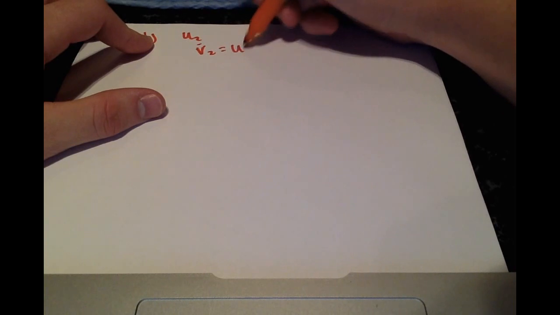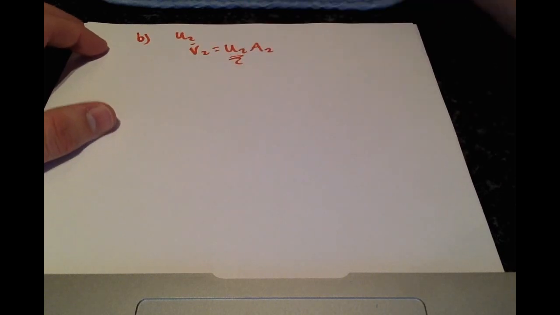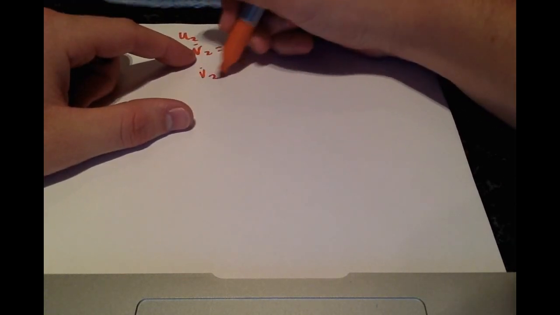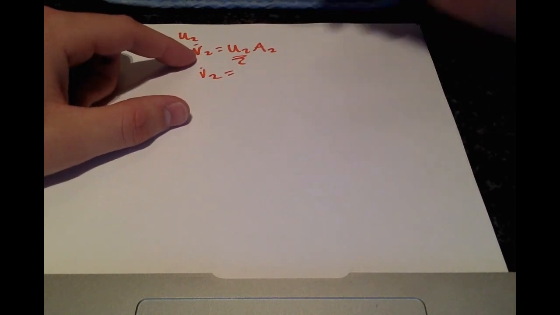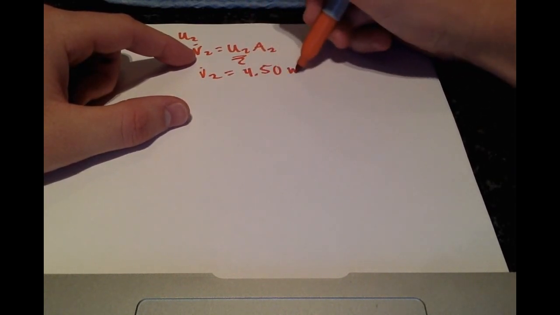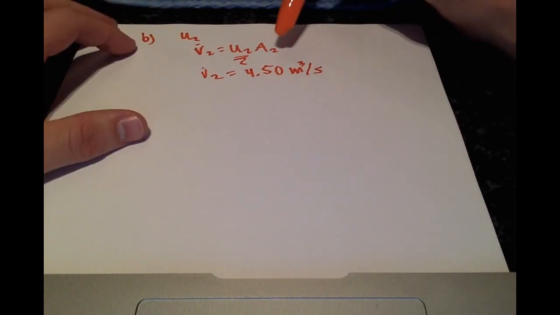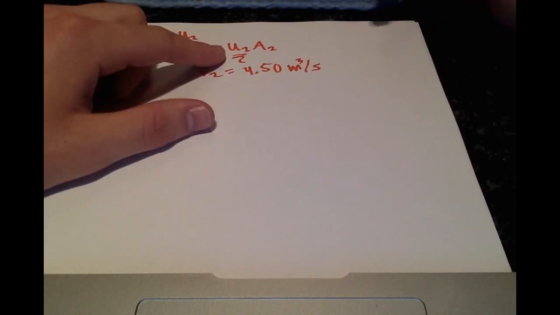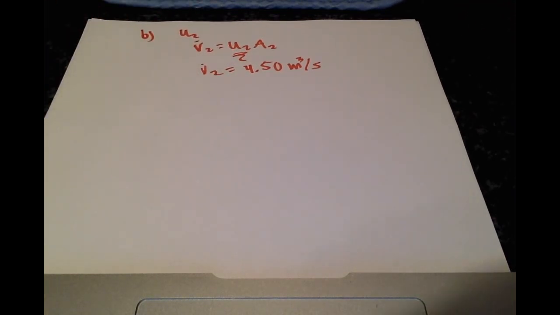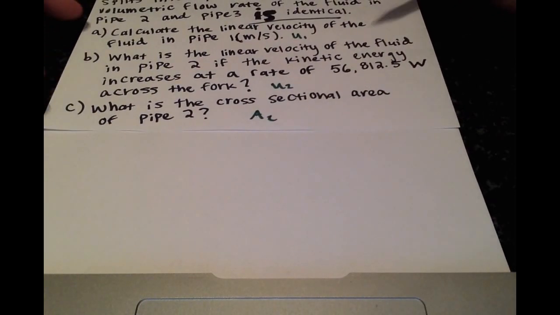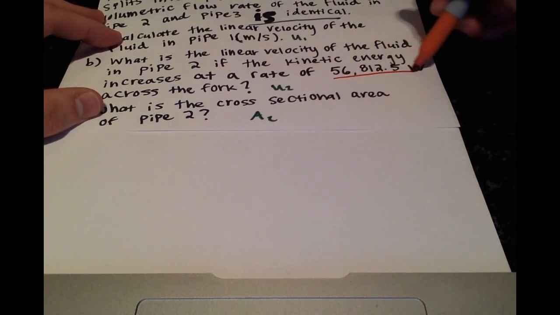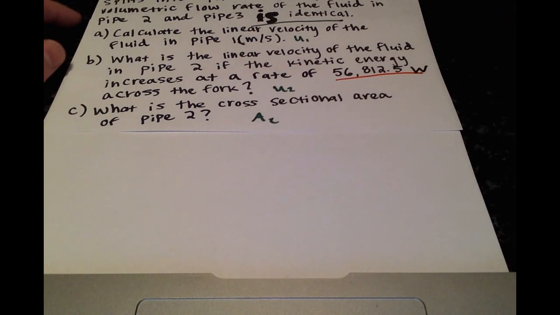Alright, so moving on to part B, we want the linear velocity of the fluid going through pipe 2. And if we try to use the relationship V2 equals U2A2, we actually don't have enough information to solve for U2. We have the volumetric flow rate, which we solved for as 4.50 meters cubed per second, but we don't have the cross-sectional area, so we can't get the linear velocity. But we are provided some other useful information. We're told that the kinetic energy increases at a rate of 56,812.5 watts across the fork.